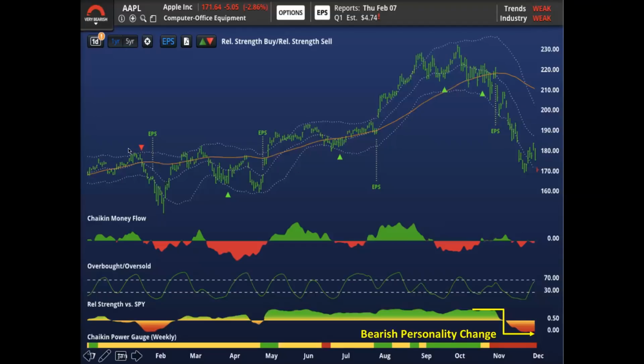So starting in January when it was underperforming, a wonderful sell signal. 3 good buy signals. The 4th doesn't work. There's your 70%. And then you get a bearish personality change. And the power gauge turns bearish. Now, why did the power gauge turn bearish? Because when they reported their earnings in late October, Apple said, we're not giving out metrics anymore about cell phone sales. Well, analysts didn't like that.